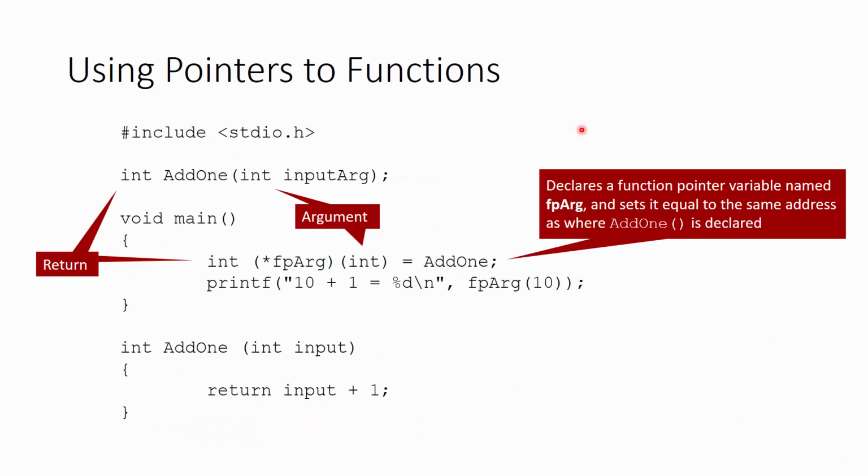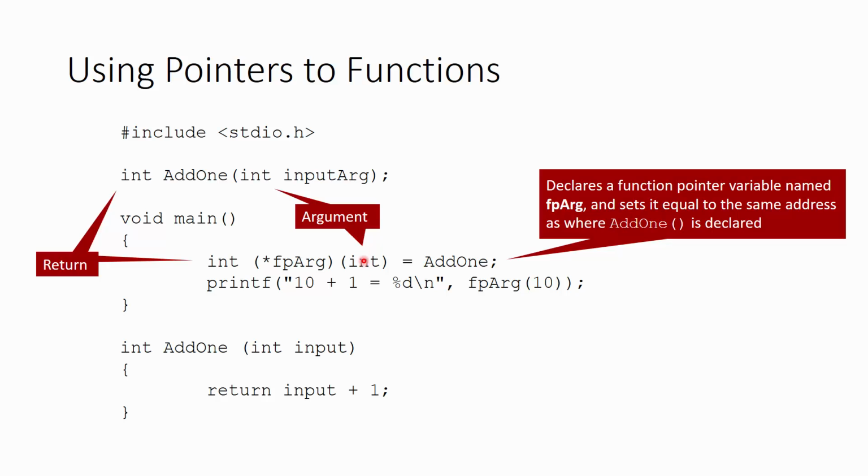So here's an example of a function pointer. We have a function called add1, and this add1 function is declared to return an integer, and it receives an integer as its input. Here we can see input_arg is the name of this thing. That's just our declaration for the function. Then we're going to start our main function, and in here we're going to create a function pointer called fparg. That's our function pointer argument, and it takes an integer.